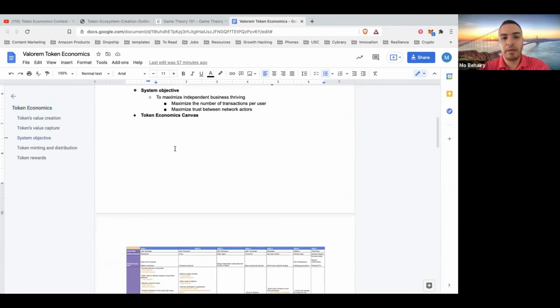And we always want to have a system objective. Basically, what are we trying to do in general? So here, what I wrote is to maximize independent business thriving. That's a very high level goal, right? But how would we measure this? By measuring the number of transactions per user and maximizing trust between network actors, which we measure through repeated transactions between specific actors.